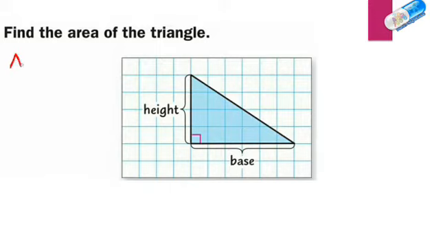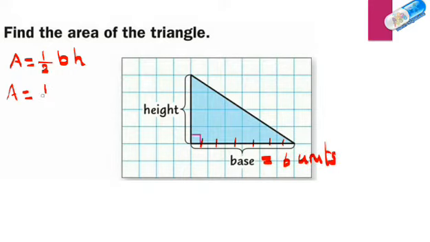First, I prefer to write the formula A equals half BH, which is half times B times H. What is B? Let's count here. The base is 1, 2, 3, 4, 5, 6. So B equals 6 units. So I write here half times 6. And H is, let's count, 1, 2, 3, 4. So H equals 4 units. And I will write it here.